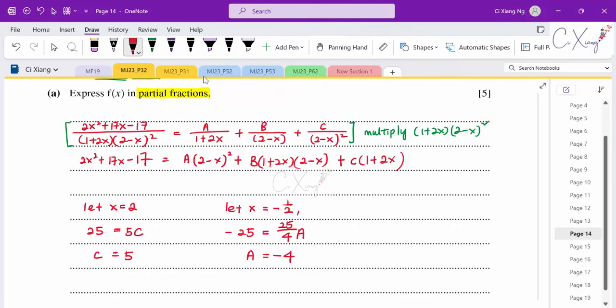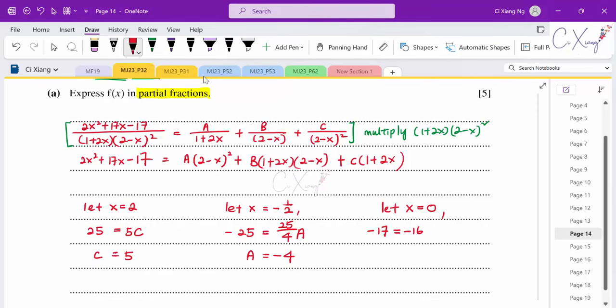So now, for the last value of b, you can substitute x equals any value that you never used before. So for me, I will always use 0. If 0 has never been used before, then I will use x equals 0. Substitute x equals 0 into the whole equation here. I'm having negative 17 equals, substitute x equals 0, you're having 2 squared. 2 squared is 4. 4 times a. a is negative 4, right? And therefore, you're having negative 16.